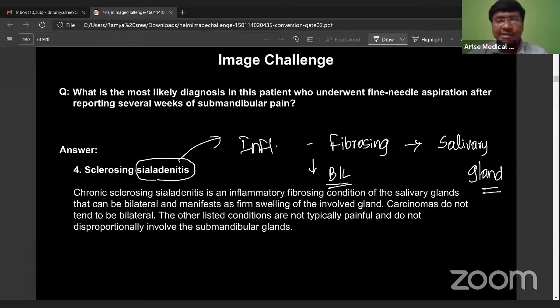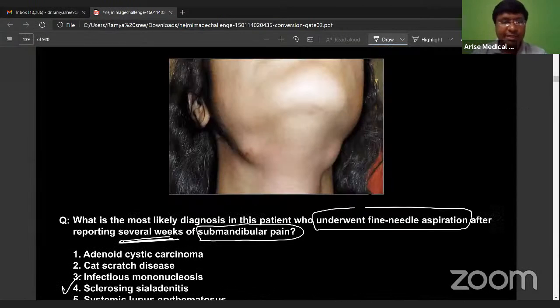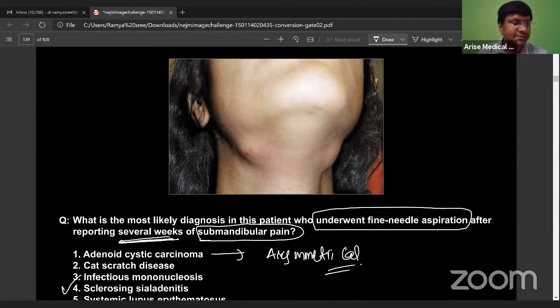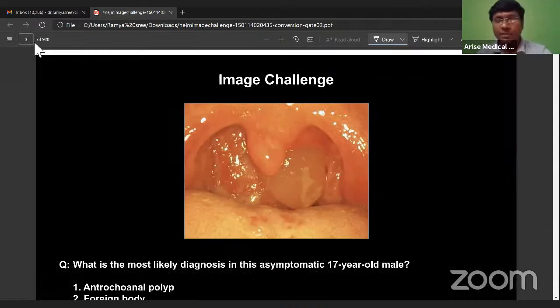Whereas you take the other options, like carcinoma. Carcinomas usually will not be bilateral. They are usually asymmetrical. So the presence of several weeks of submandibular pain and that too a bilateral lesion is suggestive of sclerosing sialadenitis. Okay. Now we will move on to the next image.